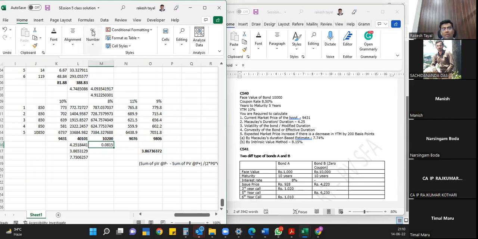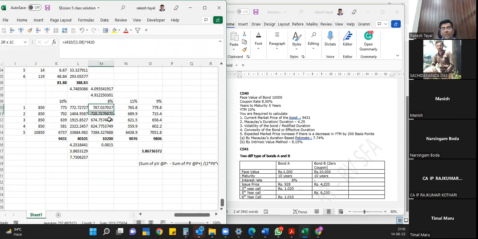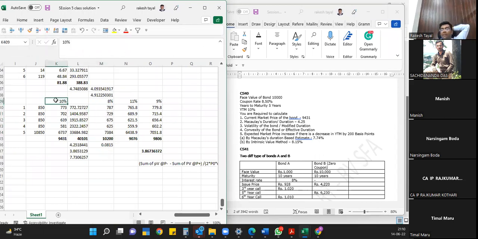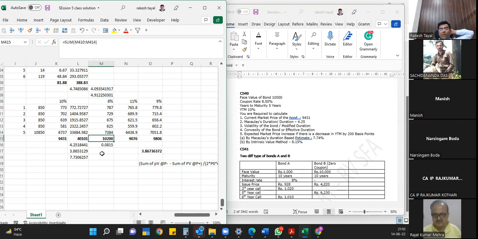8.15%. Simple. If the question asks what difference comes from intrinsic value, I just discount at the 8%, because the 10% is my discount rate, or expected rate of return, or YTM. If YTM changes by 2% downward, so my value of bond increased to 10,200. So 10,200 minus 9431, which will be 768, divided by 9431, is 8.15%.